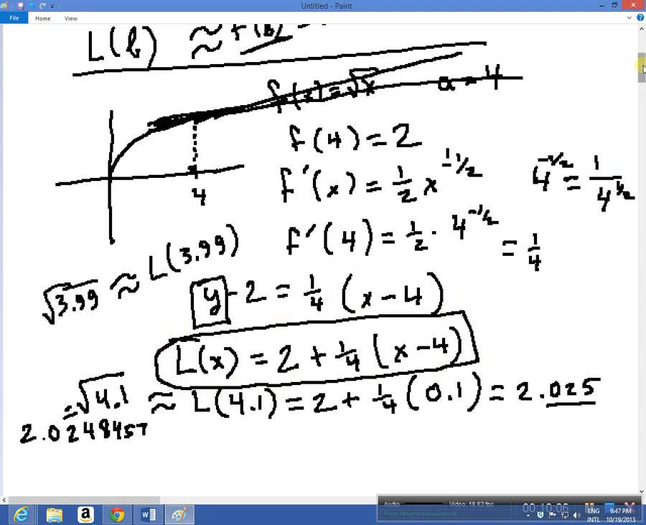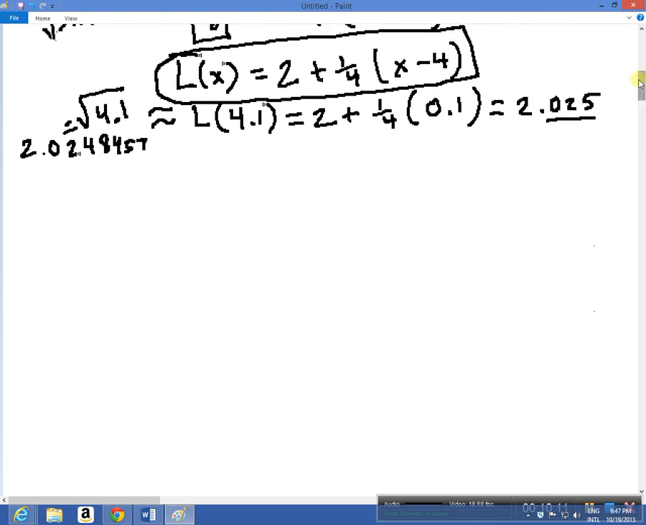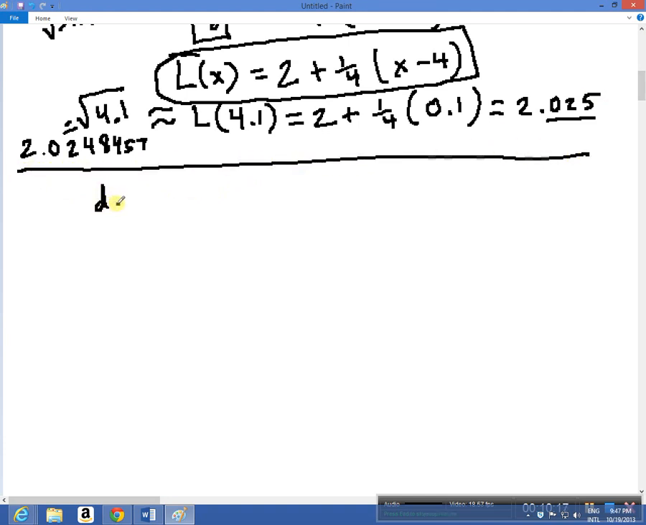Now, as if that weren't enough, we're going to look at this derivative idea, the slope of the tangent line, in yet one more way. And we're going to talk about something called differentials. So I have to start by defining something for you.